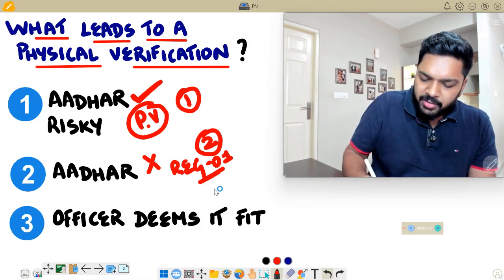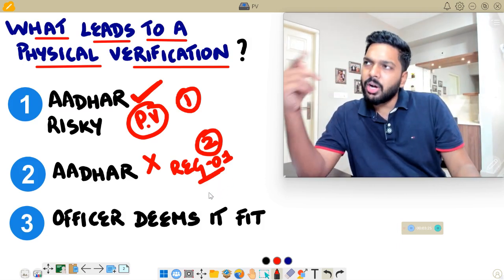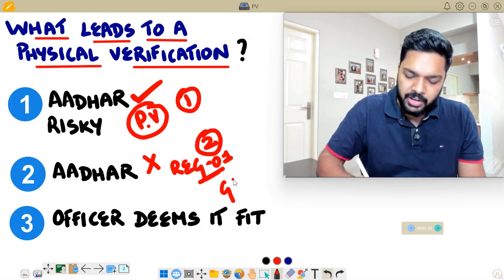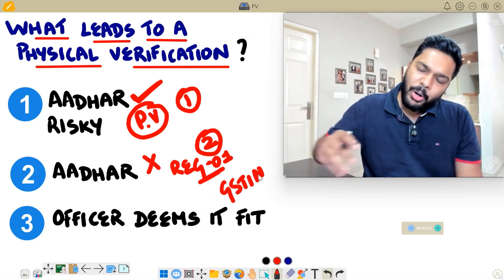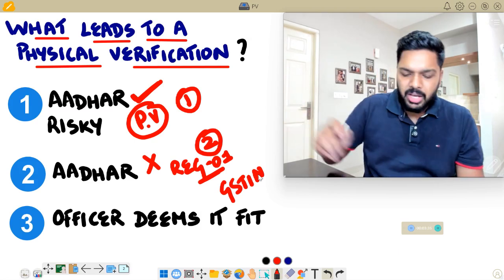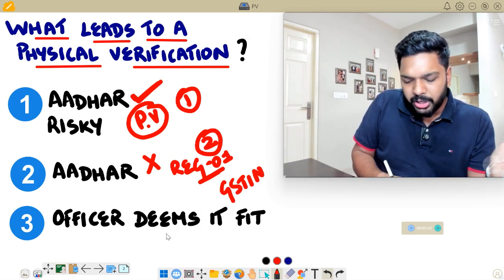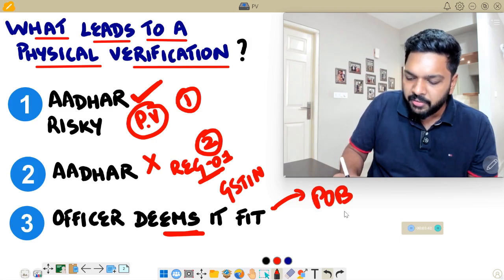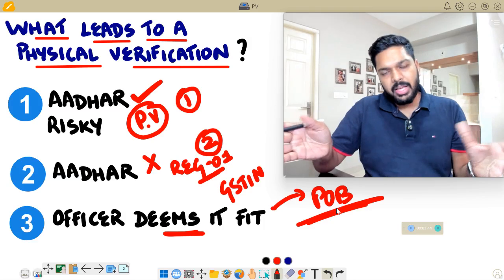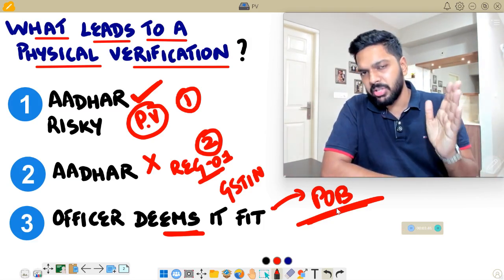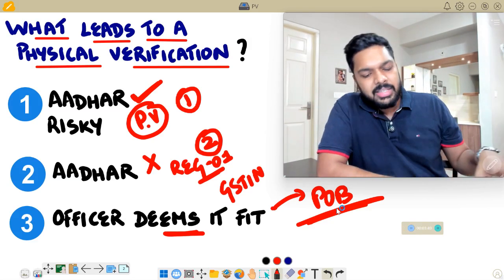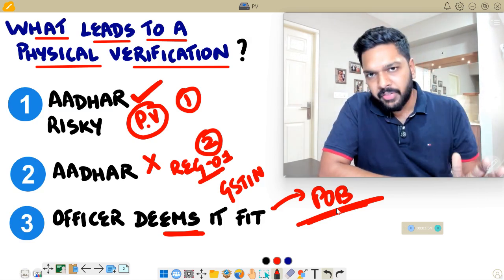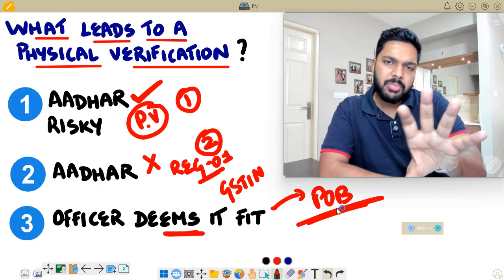And finally, even after you authenticate your Aadhaar and get a final GST registration approved, you get a GST identification number. Still, at any point of time when you do your business in future, the GST officer, if he deems it fit, can visit your place of business and do a physical verification to see how things are, even after you get a GST number. So these were the three instances as per the rules that could lead to a physical verification by the GST officer on the proposed place of business.